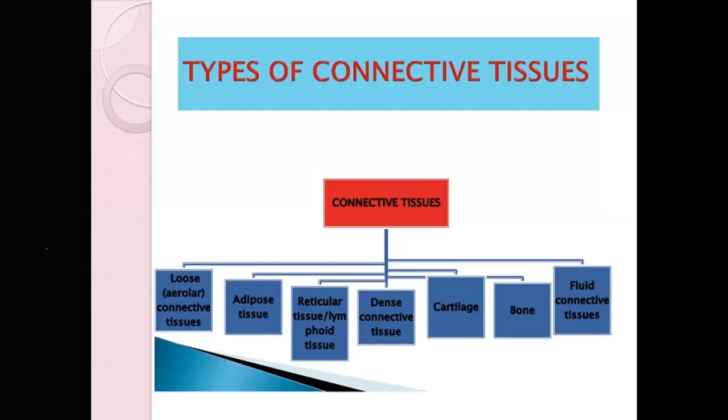Remember, we have just 7 types of connective tissues. In the next class, after lunch, I will continue with the other two types of tissue, that is your nervous tissue and the muscle tissue. After this we'll be completing tissue and cells.